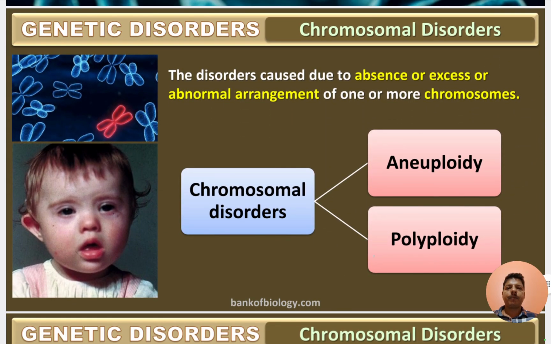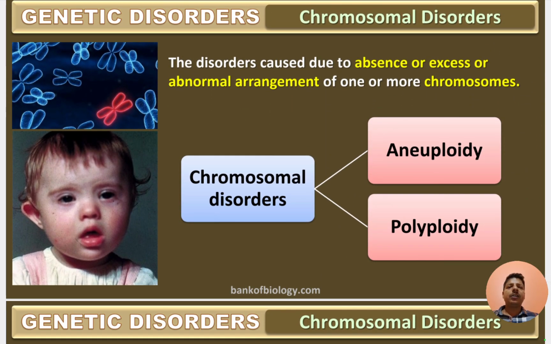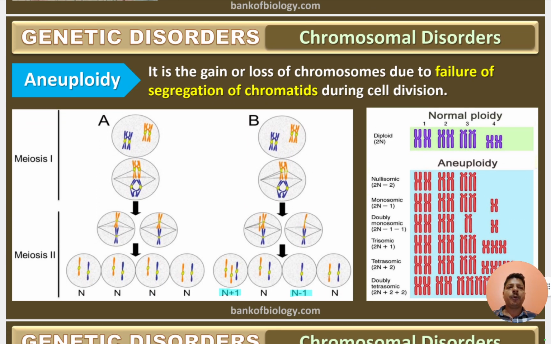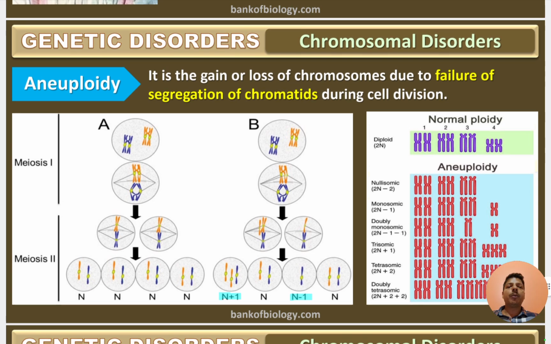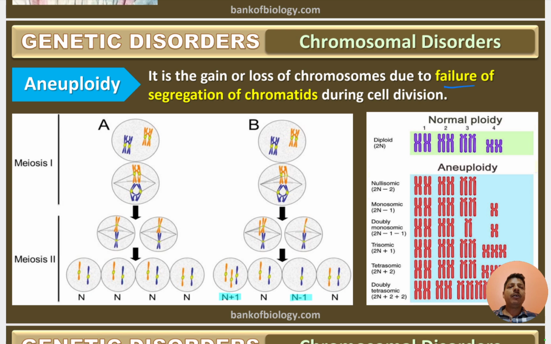Chromosomal disorder is a disorder caused due to the absence, excess, or abnormal arrangement of one or more chromosomes. There are two types: aneuploidy and polyploidy. First of all, aneuploidy. In aneuploidy, there is a gain or loss of chromosomes due to failure of segregation of chromatids during cell division.